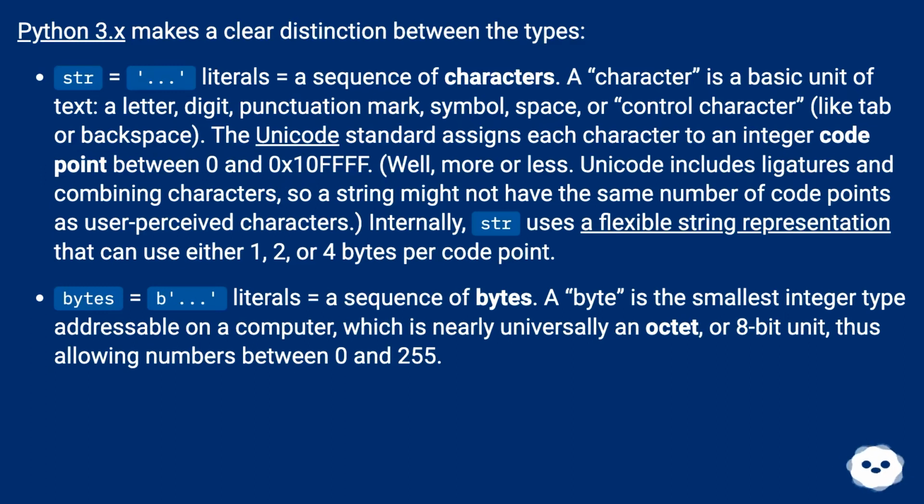bytes, b'...' literals, are a sequence of bytes. A byte is the smallest integer type addressable on a computer, which is nearly universally an octet, or 8-bit unit, thus allowing numbers between 0 and 255.